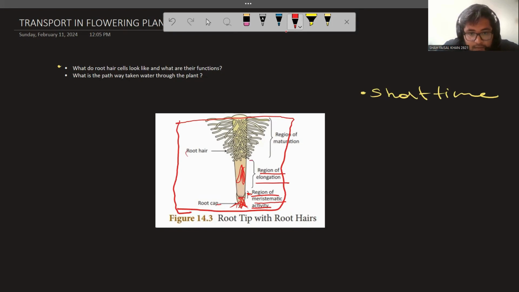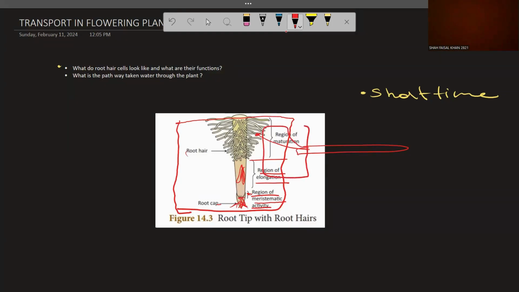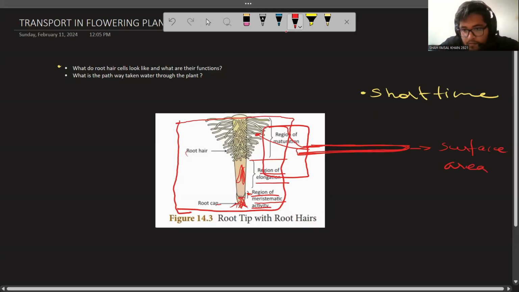And the root hair shape, if you can see this, it's a long shape, right? An elongated shape. So with the elongated shape, their surface area increases. This is the function of the long shape. The long shape helps in the increase of the surface area.